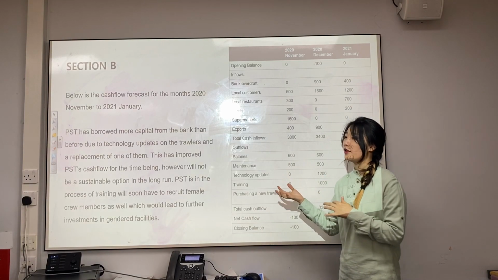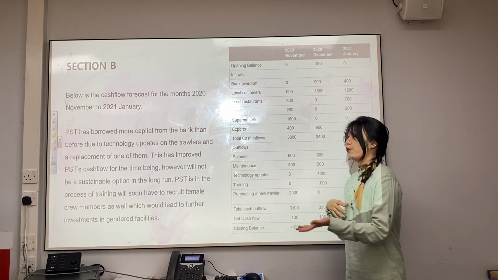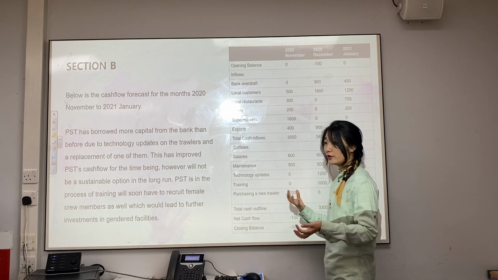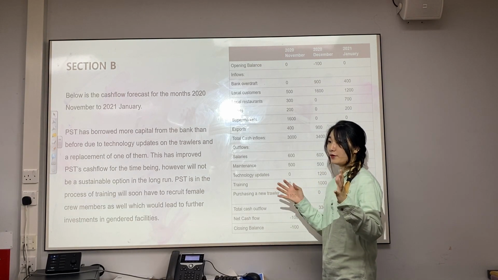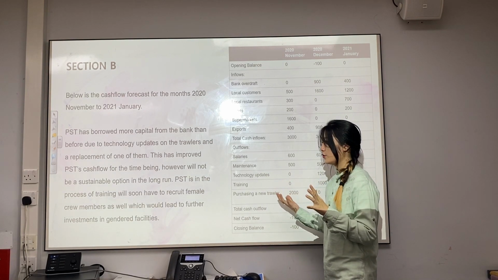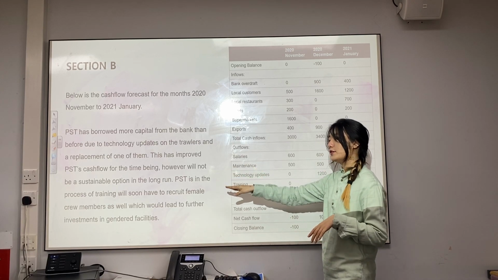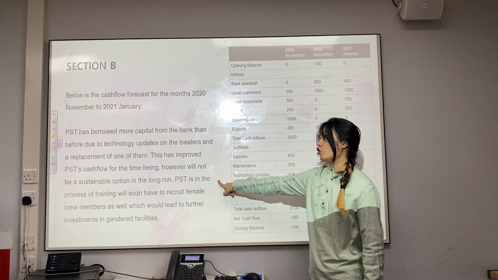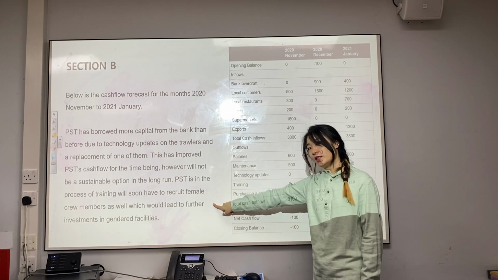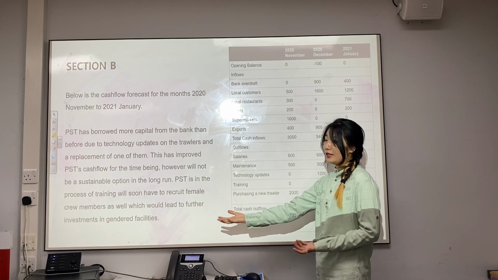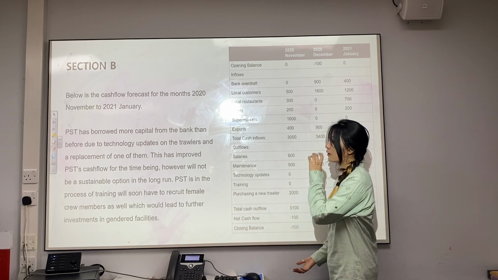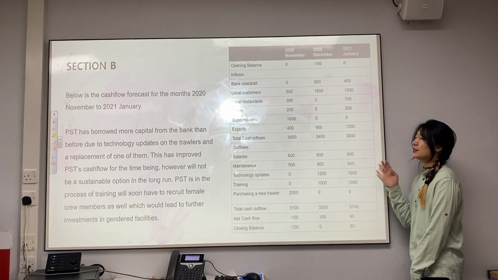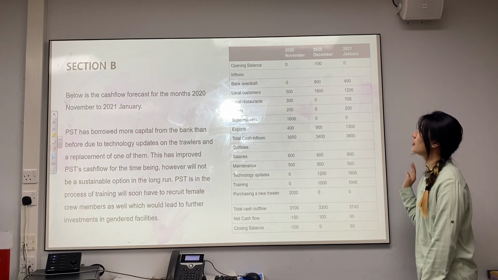So financially, they've brought in some overdraft from the bank, which has improved their cash flow. It's stopped them from being financially in a dangerous situation. But it's not going to be sustainable. They can't just keep pulling out overdraft. They have more places to spend money, and they need a source of finance, don't they? So that's their financial situation, and this is reflected numerically through the table.